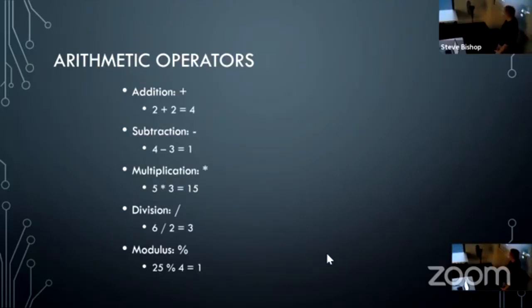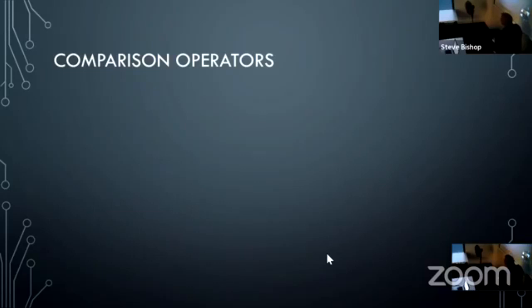If 25 modulus 5 equals 0, then I know that it's divisible by 5. So every fifth time, do this thing. We'll get into loops and stuff a little bit later, but understanding the arithmetic operators is pretty important. Now, 2 plus 2 equals 4 is going to cause some problems. We'll see why in just a little bit here.